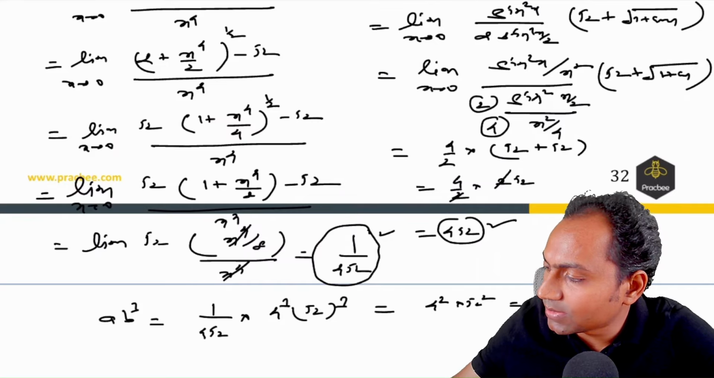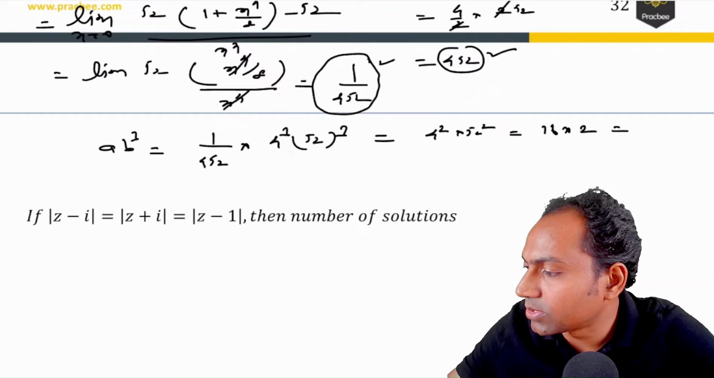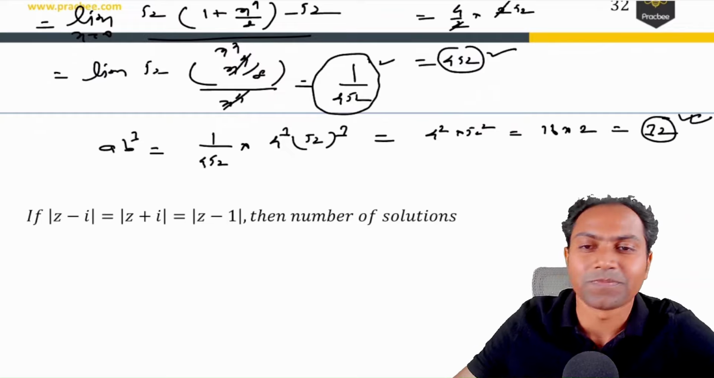So 4 square is 16. And root 2 square will become nothing but 2. So this comes out to be nothing but 32. A very simple question.